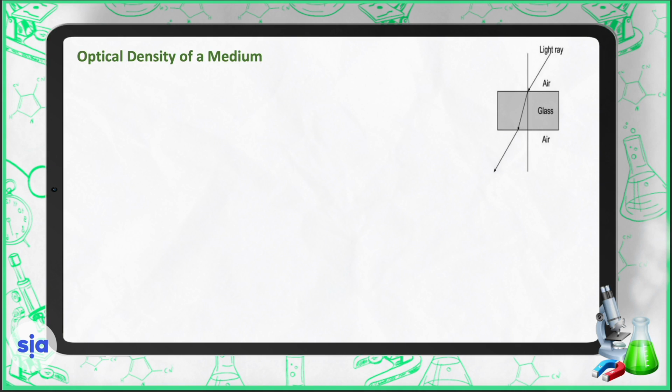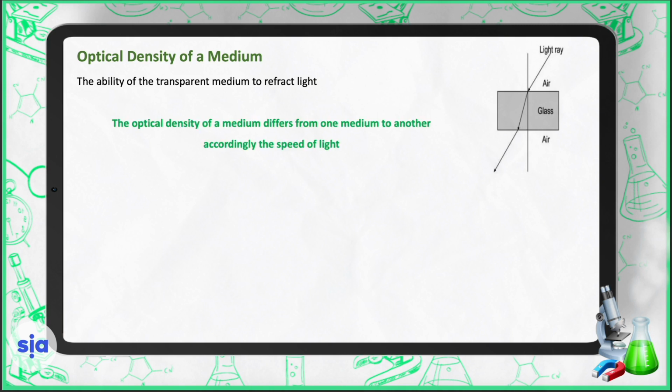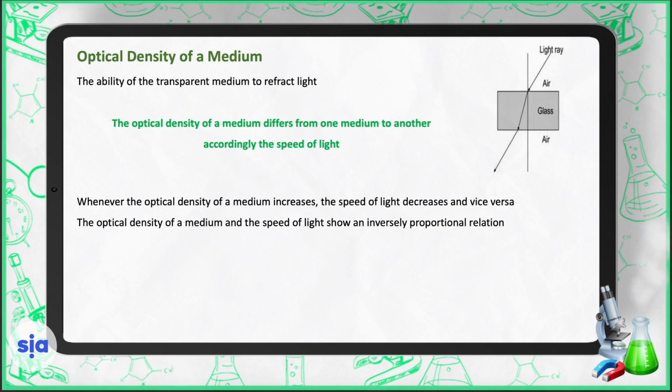But what is optical density of a medium? It is the ability of the transparent medium to refract light. The optical density of a medium differs from one medium to another. Accordingly, the speed of light differs. Whenever the optical density of a medium increases, the speed of light decreases, and vice versa. The optical density of a medium and the speed of light show an inversely proportional relation.